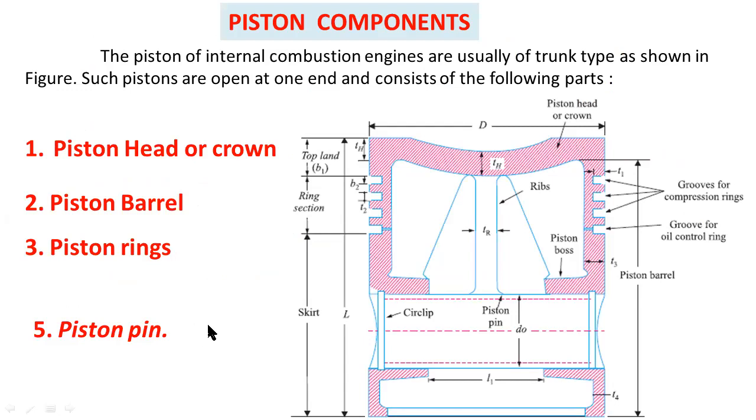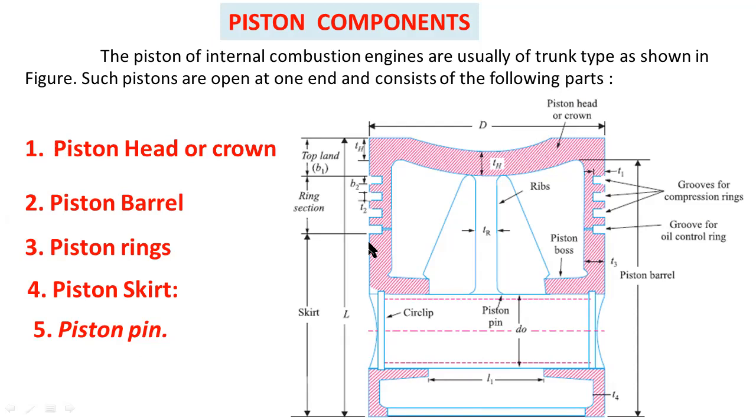The pistons of internal combustion engines are usually of trunk type as shown here. Such pistons are open at the bottom end and consist of the following parts: piston head or crown, piston barrel, piston rings, piston skirt, and piston pin. So these five are the important parts. Here you can observe this is the cross sectional view of the piston.